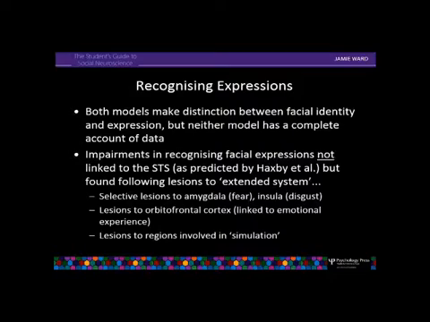Say is the extended system, but it seems to be involved in other aspects as well. What parts of the brain lead to problems in recognizing all kinds of emotion from faces? Again, there are two regions here that seem to come out. One is the orbitofrontal cortex, which we talked about last week in terms of more subjective emotional experience.